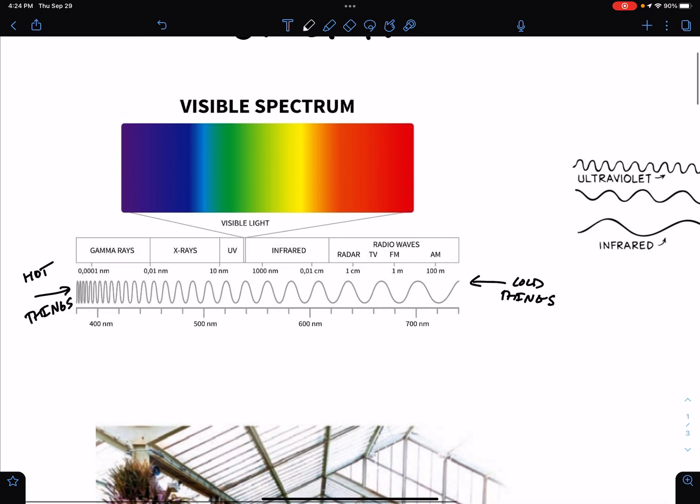Anyone who has ever built a fire knows that a fire is emitting visible light. It's quite hot. As a pan heats up, it might turn red. It's going from emitting infrared light into visible light. You know, the hottest part of the fire is the blue part. So what am I trying to say here? Hot things emit light in this side, cooler things emit light in this side.